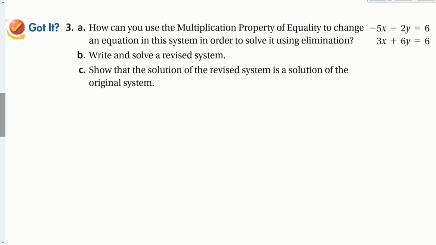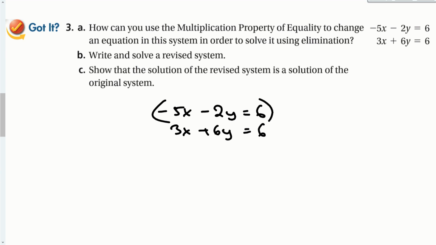So let's try to find the simplest way that I can make this system: negative 5x minus 2y is equal to 6, 3x plus 6y is equal to 6. Adding these together doesn't help. The 3 and the 5 I see are opposite terms. That's nice. The 2 and the 6, those are not opposite terms. Can't think of anything that will make a 5 into a 3. I would have to multiply both.